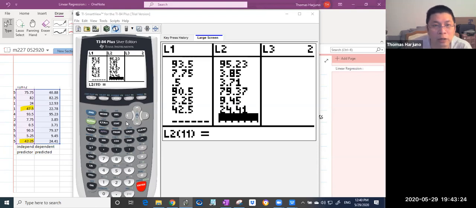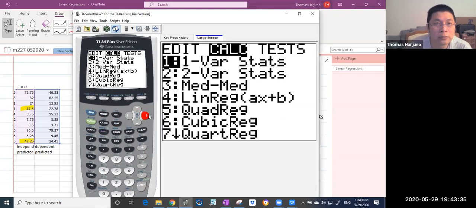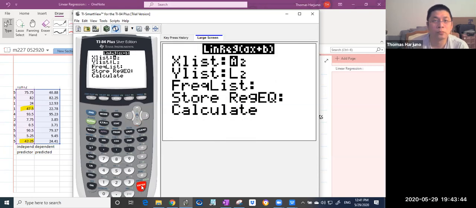Okay, how to get that regression? This is how you do it. After you occupy list 1 and list 2, I go to stats and go to calculate and go down here. LinReg, linear regression, ax plus b. Boom. Okay, now your X list is list 1. Let me change this to list 1. Your Y list is list 2. And then just calculate.